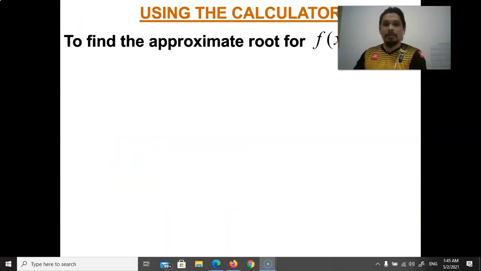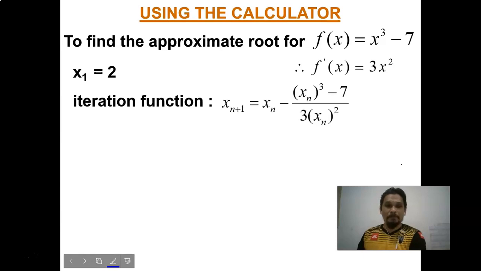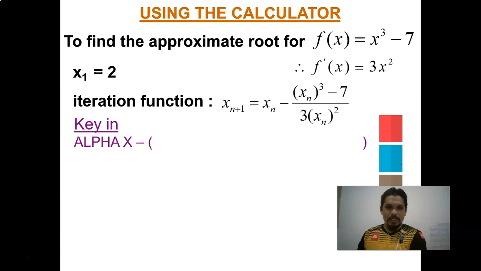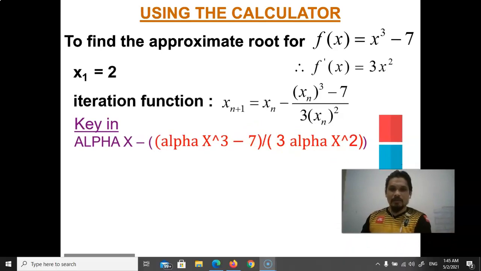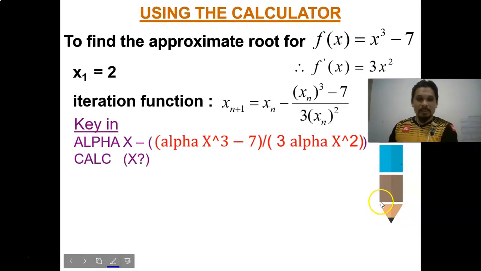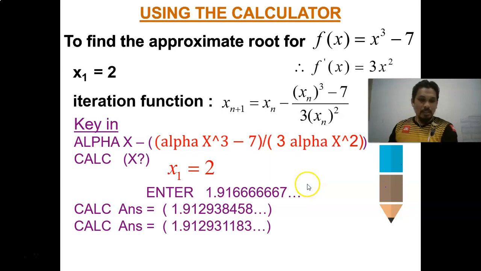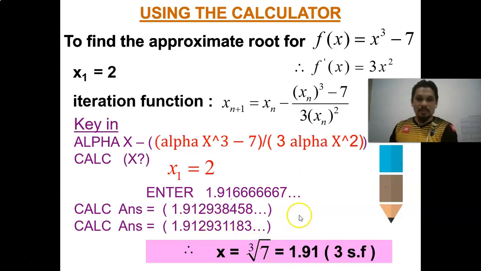Okay, so now using the calculator, find the approximation of this x1 using the iteration function, and key in. You may test this by yourself at your hostel. The answer for this one is 1.912 and so on. So this is our conclusion.